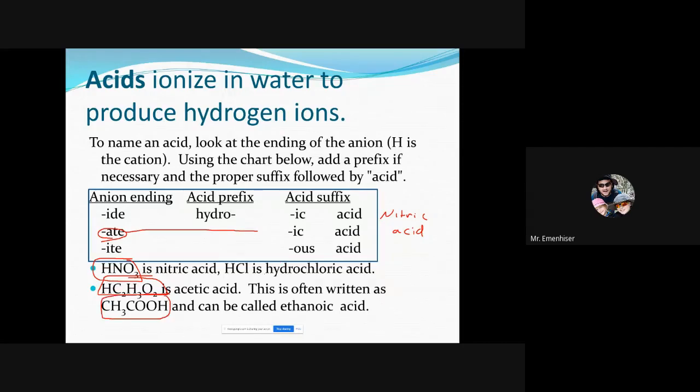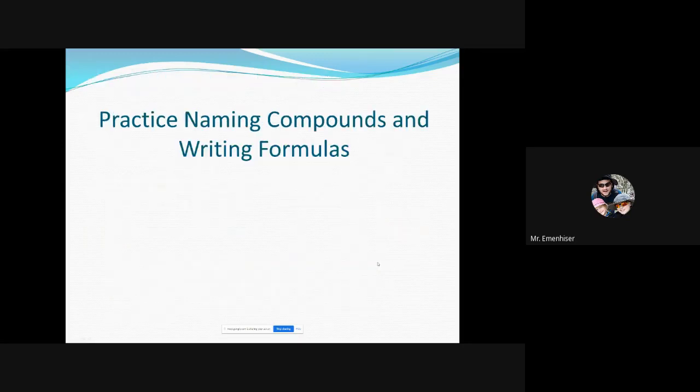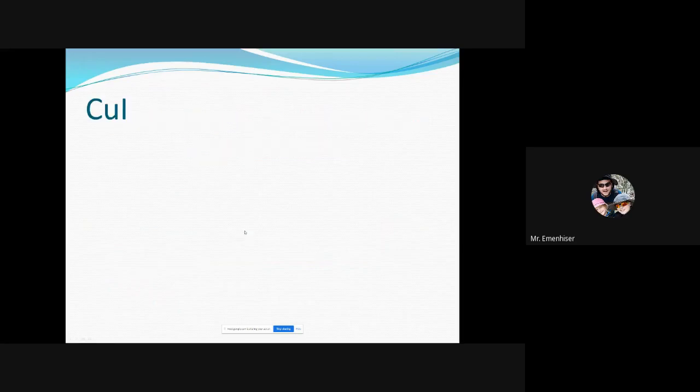Okay. And we'll cover acids later. It's not a big deal. We'll talk about some of the main names for some of the acids as we see them. So that's not a big deal right now. All right, make sure you're practicing naming your compounds and writing your formulas. And we'll do these in class, okay?